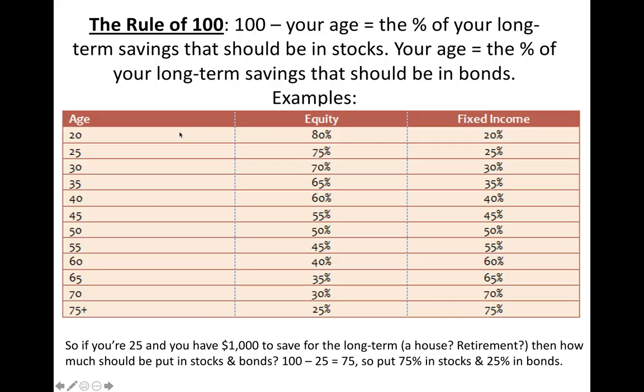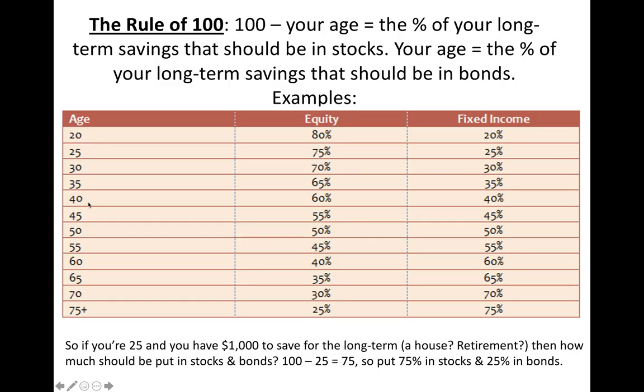For example, if you're 20, subtract 20 from 100: 80% of your money should be in stocks, that's equity, and 20% of your money should be in fixed income, that's bonds. If you're 30, again, 100 minus your age, minus 30: 70% of your money in equity or stocks, and then 30% should be in fixed income or bonds.